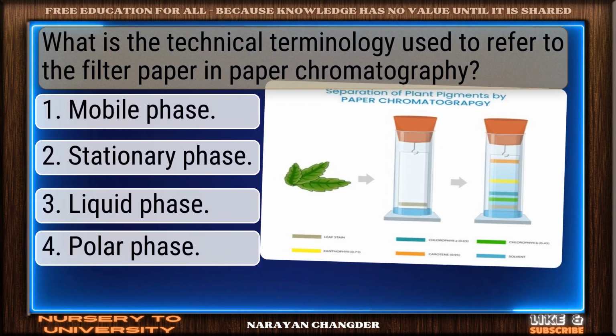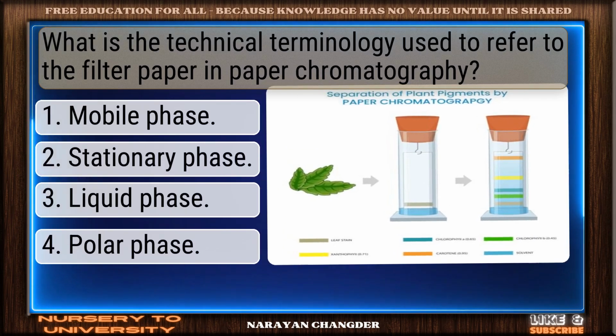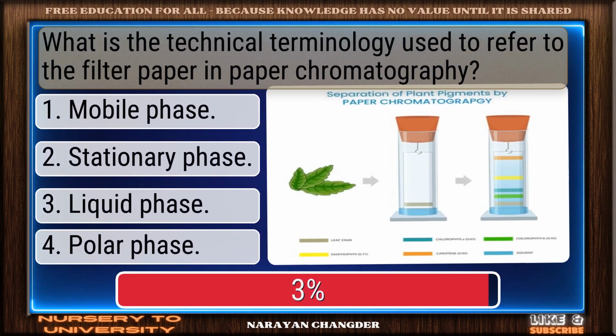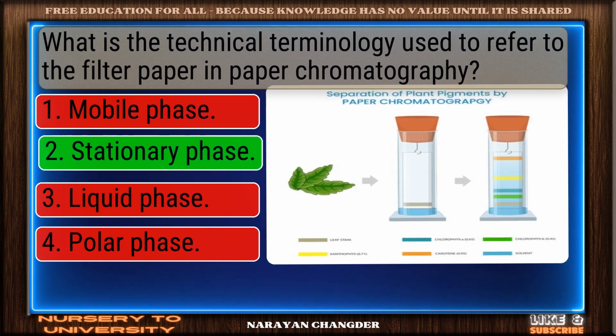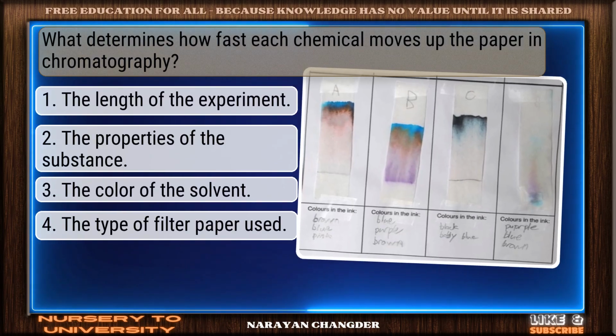What is the technical terminology used to refer to the filter paper in paper chromatography? Option 1. Mobile phase. Option 2. Stationary phase. Option 3. Liquid phase. Option 4. Polar phase. On track. Stationary phase.